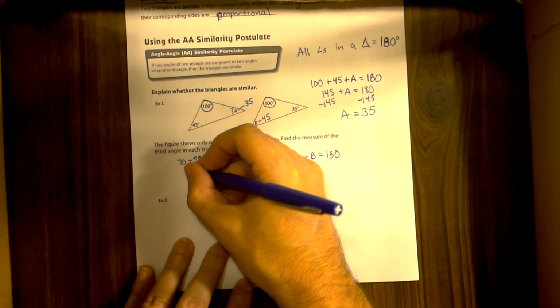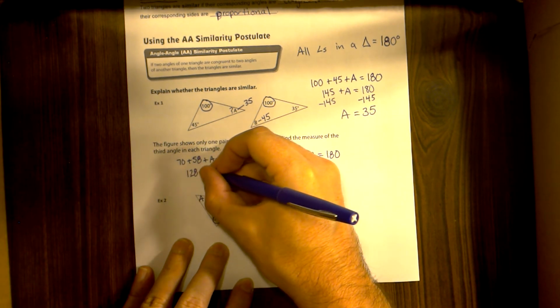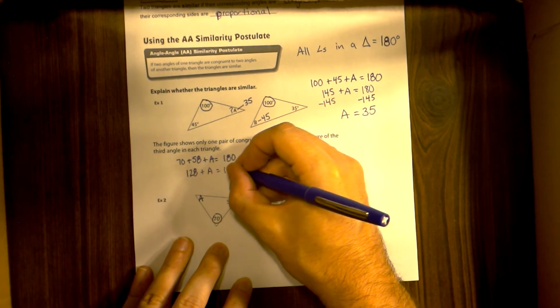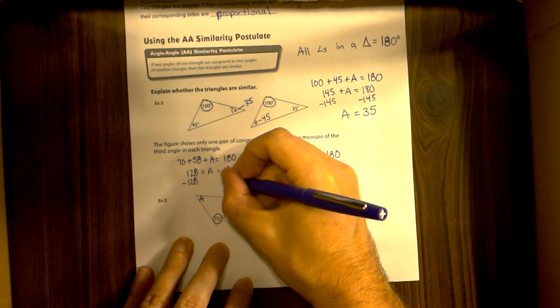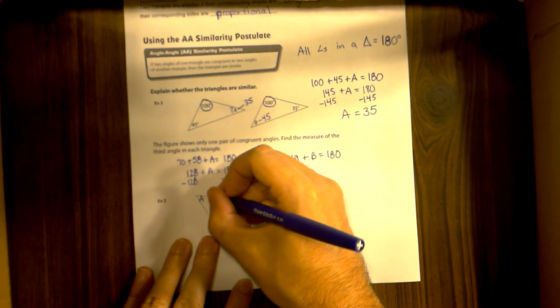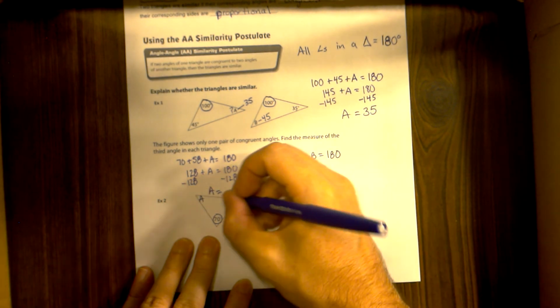70 plus 58 would be 128, plus A equals 180. I subtract 128 from both sides. And I'm going to get A equals, is it going to be 49? No, it's not going to be 49. It's going to be 52.